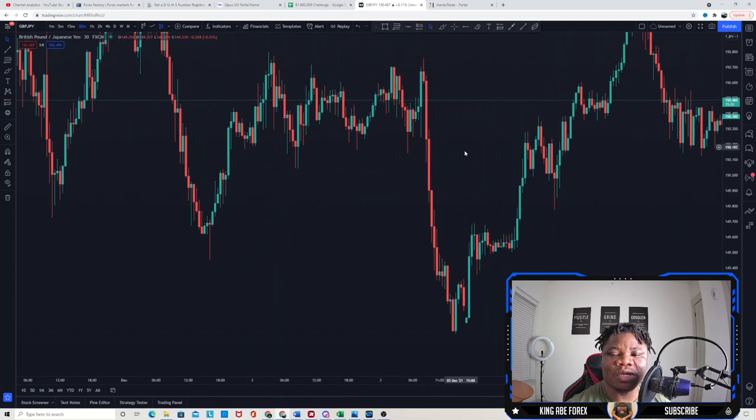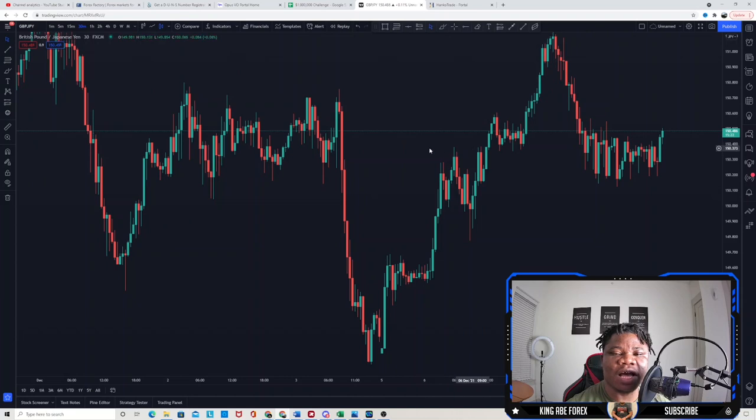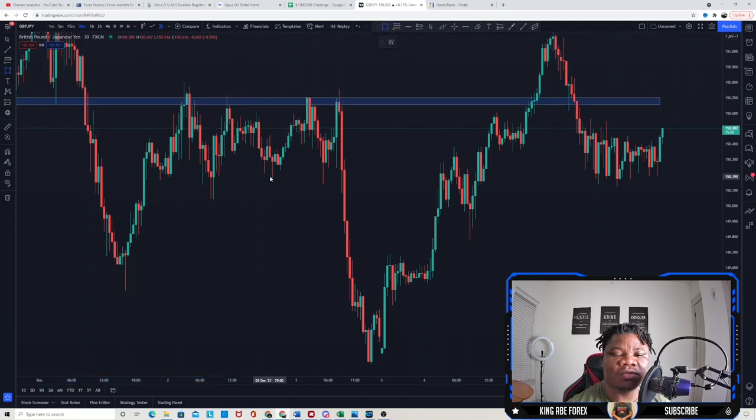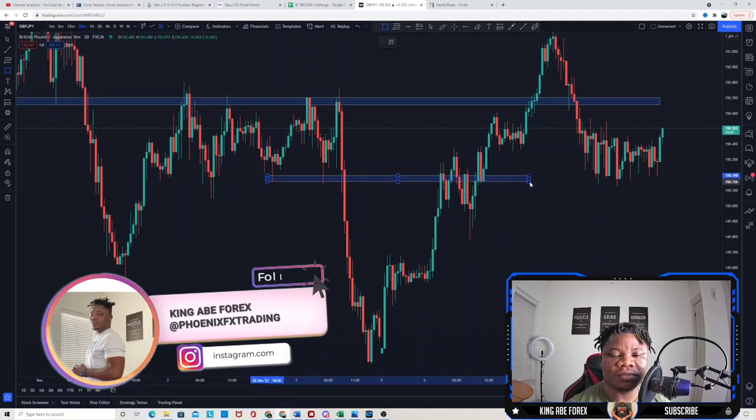So now that we're on the 30-minute time frame, all we need to do is to figure out our highs and our lows, most recent, or you can say our previous highs and lows. So we have our previous high. So this was our previous high here. We have our previous high here, and we have our previous low. So this was our previous low here.